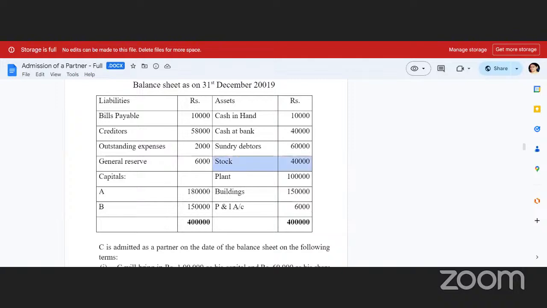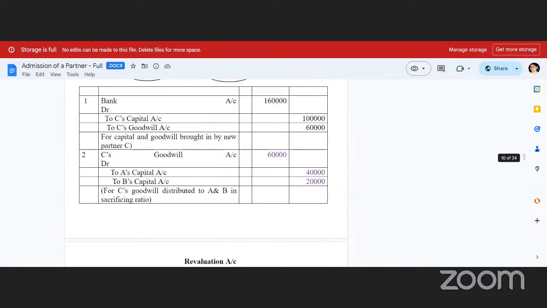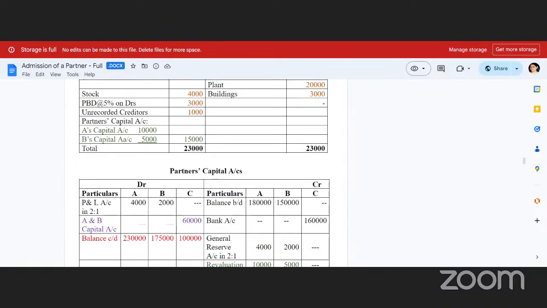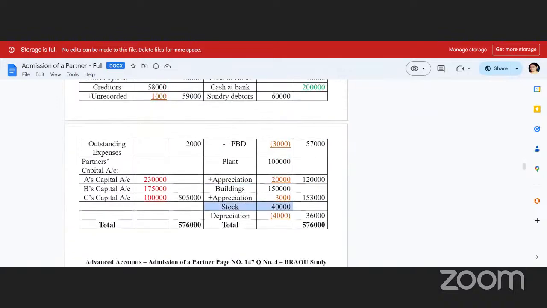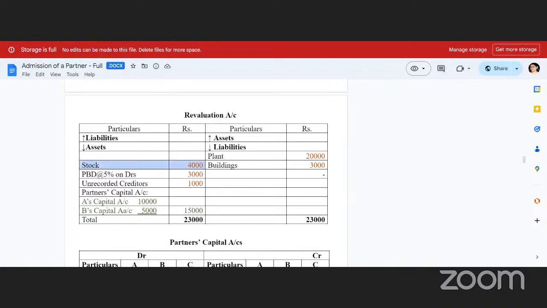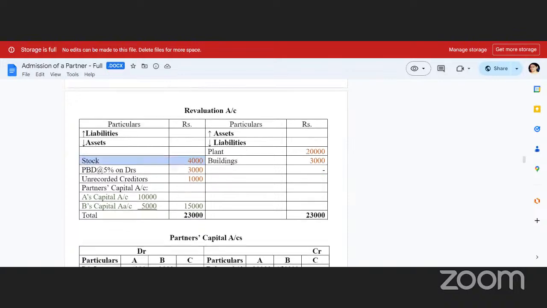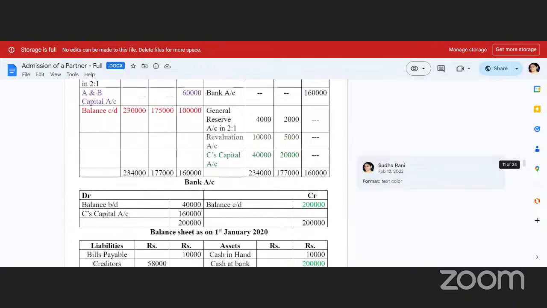Next, what is there in the balance sheet? Stock. What is the value of stock? 40,000. Can we take the stock amount directly? No. Some expense. What should we do to that stock? Should we add or subtract in the new balance sheet? Which side is stock appearing in the revaluation? Stock in revaluation is appearing on the debit side. So we should subtract. So stock minus depreciation, whatever overvaluation is given, you are supposed to subtract. Got it?